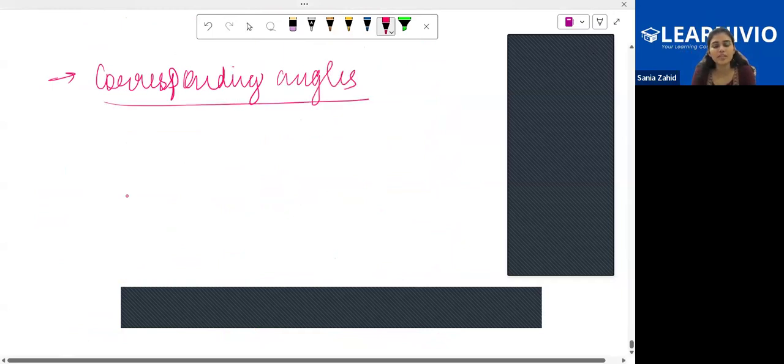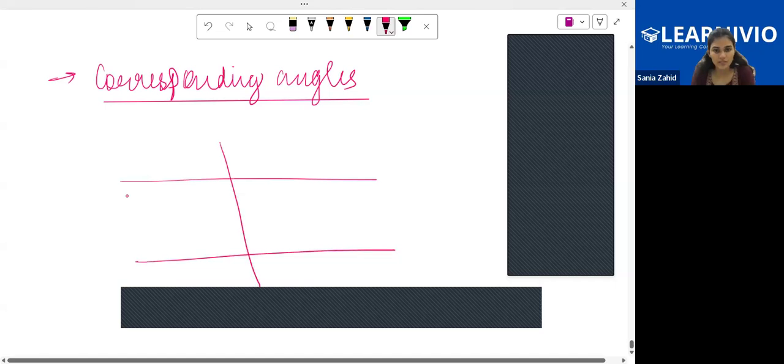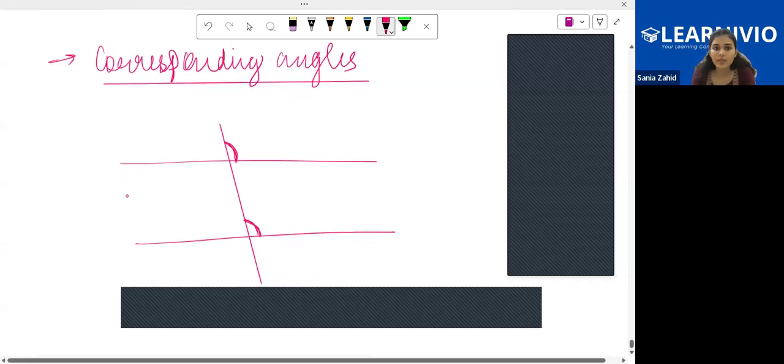Now, what are corresponding angles? Corresponding angles are basically, again, you have two lines and a transversal. For example, you have one angle over here. So this angle and this angle will be corresponding angles. Let's name them: angles 1, 2, 3, 4, then 5, 6, 7, 8. So which are corresponding angles? If this angle, then this angle is the corresponding angle.